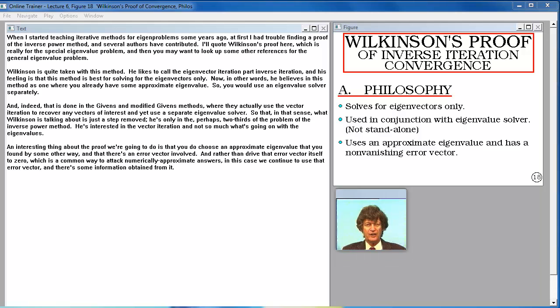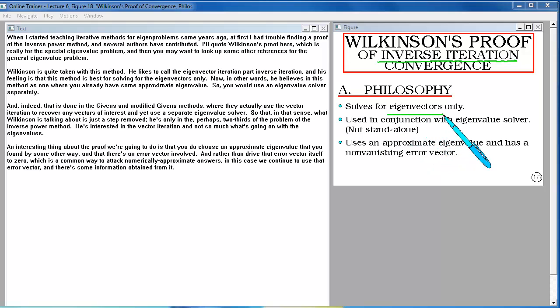When I started teaching iterative methods for eigenproblems some years ago, at first I had trouble finding a proof of the inverse power method, and several authors have contributed. I'll quote Wilkinson's proof here, which is really for the special eigenvalue problem, and then you may want to look up some other references for the general eigenvalue problem. Wilkinson is quite taken with this method. He likes to call the eigenvector iteration part inverse iteration. And his feeling is that this method is best for solving for the eigenvectors only.